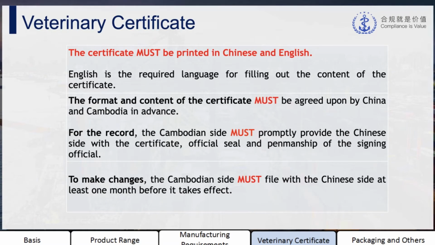The certificate must be printed in Chinese and English. English is the required language for filling out the content of the certificate. The format and content of the certificate must be agreed upon by China and Cambodia in advance. For the record, the Cambodian side must promptly provide the Chinese side with a certificate, official seal, and penmanship of the signing official. To make changes, the Cambodian side must file with the Chinese side at least 1 month before it takes effect.